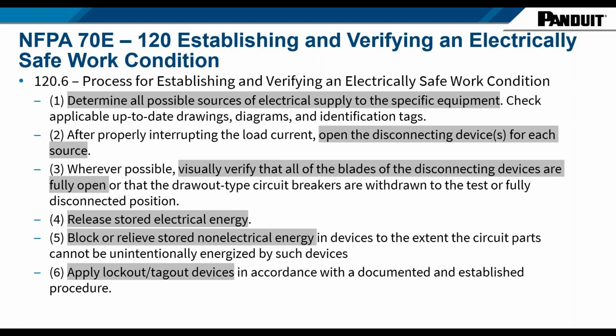120.6, establishing and verifying an electrically safe work condition. This is the process that you've got to go through, and it does align pretty closely to what OSHA says in the steps that I covered a few slides ago. I highlighted the main paraphrasing of each step, right? You've got to determine all possible sources of electrical supply to the specific equipment. So if you've got multiple feeds, you want to know all of them. You have to open the disconnecting devices for each of those sources, right? Again, makes sense. Step 3 is, if you can, visually verify that the disconnect blades are open.